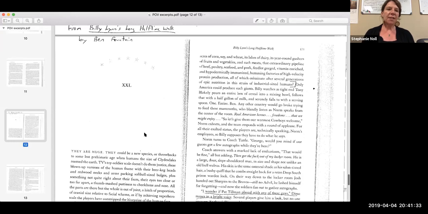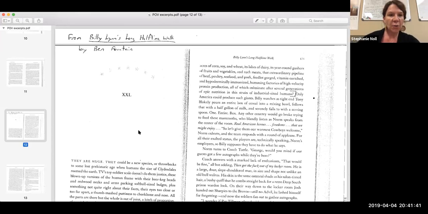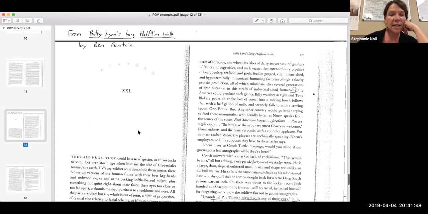So the first thing I notice when I look at this excerpt is that Fountain starts with "they." "They are huge. They could be a new species or throwbacks to some lost prehistoric age when humans the size of Clydesdales roamed the earth." So immediately as a reader, I'm like, who is seeing "they"? Through which lens, what character is observing these people?